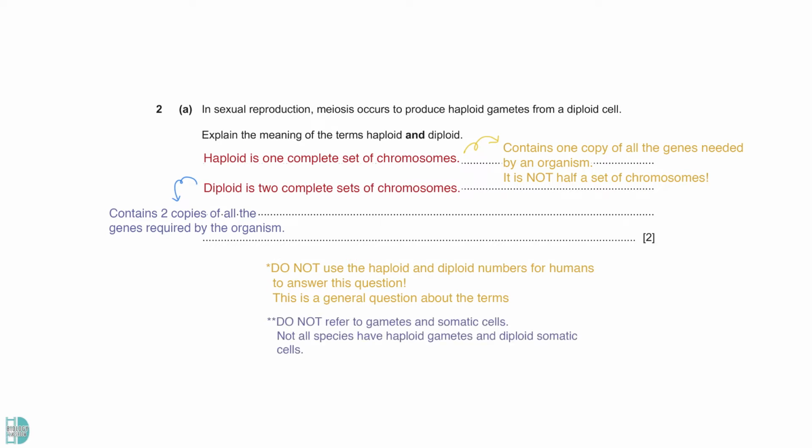You also shouldn't refer to gametes and somatic cells in your answer. Even though many species have haploid gametes and diploid somatic cells, there are exceptions such as bees and ants. So, these cannot be used as a definition for the terms.